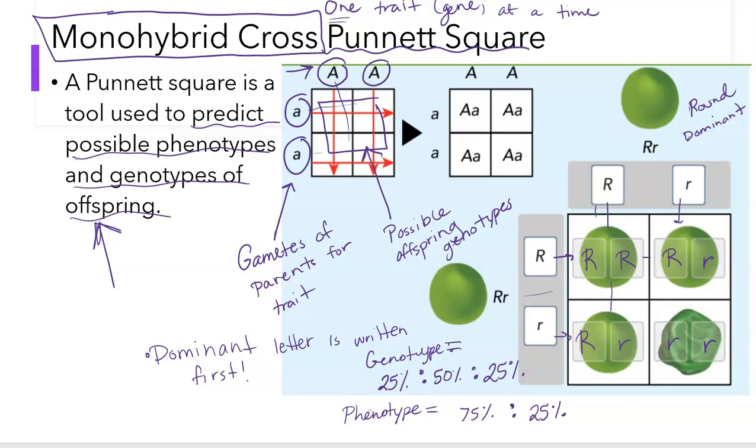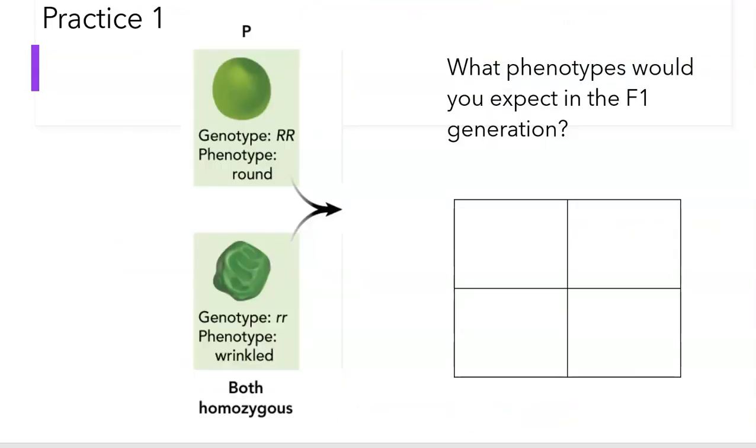25% or 1/4. So practice. What phenotypes would you expect in the F1 generation? So we have a parent that is homozygous dominant. So what gametes, if the alleles segregate in meiosis, that means they could have gametes with a big R or a big R. So we'll write these here. Those are their only possible gametes.